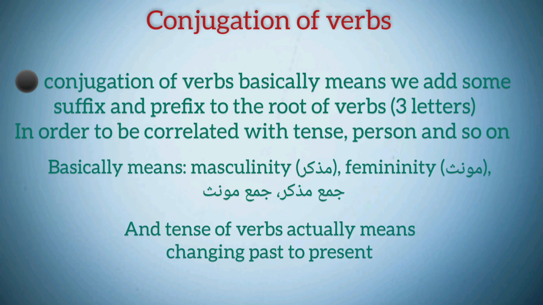As I said, conjugation of verbs basically means we make some changes in the verbs, we add some suffix and prefix to the roots of verbs in order to correlate with the tense, person, and so on. Like femininity or masculinity or جمع مذكر or جمع مؤنث, plural or singular. And we change the past tense to present tense with this conjugation, with this suffix and prefix.